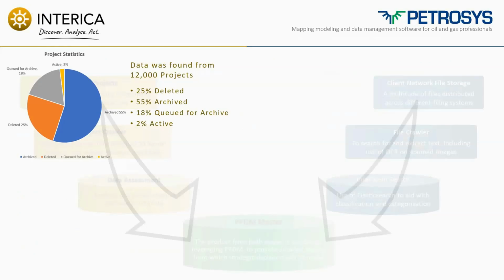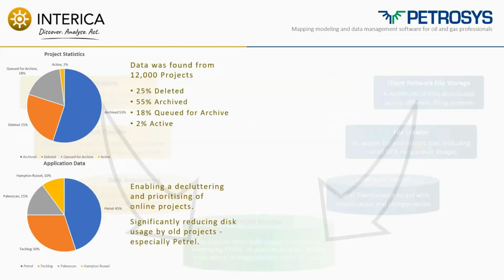A search of the structured data found that there were 12,000 projects, and analysis of the data allowed for 25% of the projects to be deleted because they were duplicates, 55% to be archived, 18% to be queued for archive at a later date, leaving 2% that were active. In terms of application type, we observed that 45% were from Petrel, 30% were from Techlog, 15% from Paleoscan, and 10% were from Hampson Russell. Understanding the data that was on the systems enabled data managers to declutter and prioritize online projects. This led to a significant reduction in disk space used by old projects, especially Petrel.